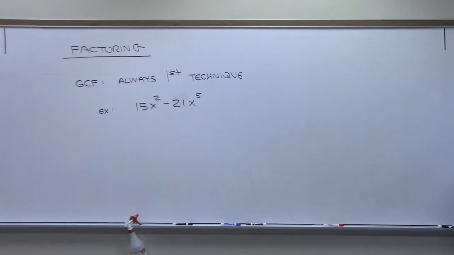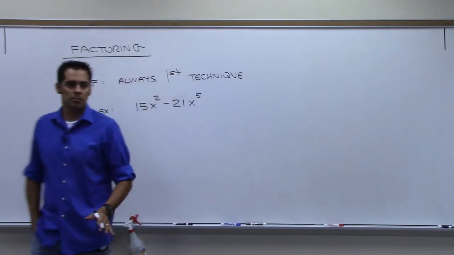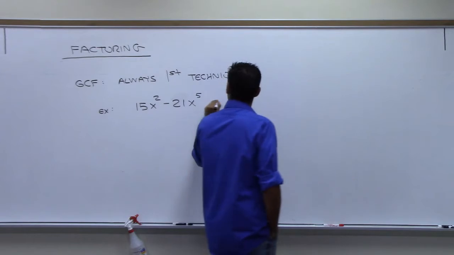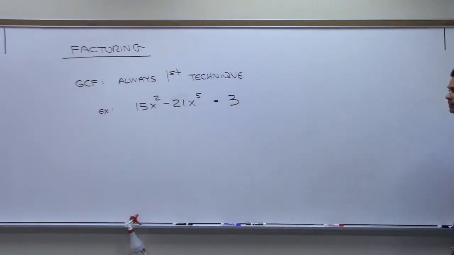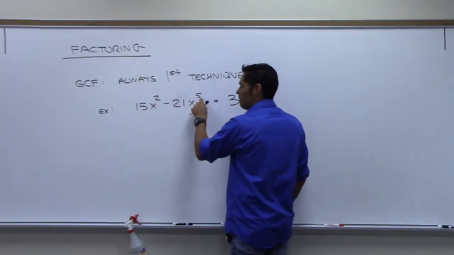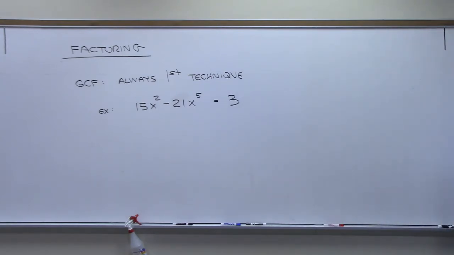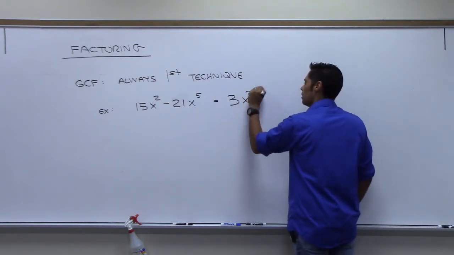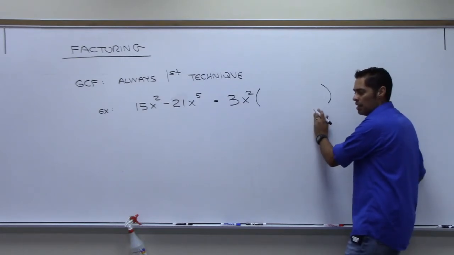Starting with numbers, can you think of a number that goes into 15 and 21? Yeah, 3, right? So 3 goes into each of these, so you can factor 3 out. The common factor is x. You have x squared and x to the fifth. What's the highest power that they both have? X squared, right? So you can pull an x squared out. And then you have to come up with something in this parenthesis.